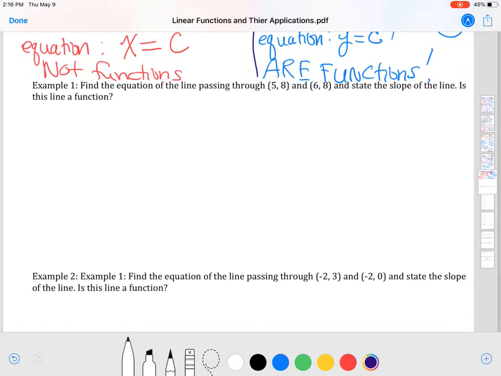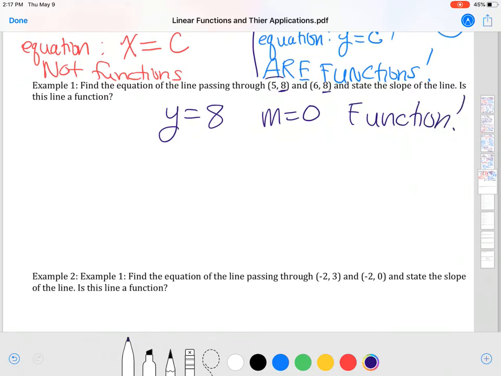Okay, in example 1, it says find the equation of the line passing through (5, 8) and (6, 8), and state the slope of the line. Is the line a function? So if you notice here, what is staying the same is my y. So my equation is going to be y is equal to 8. And when I have a horizontal line, y equals 8, that means my slope is going to be 0, and it is a function.